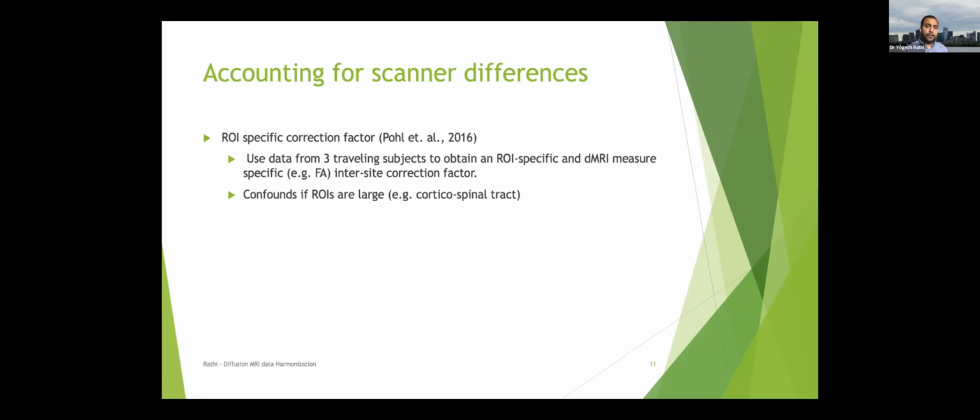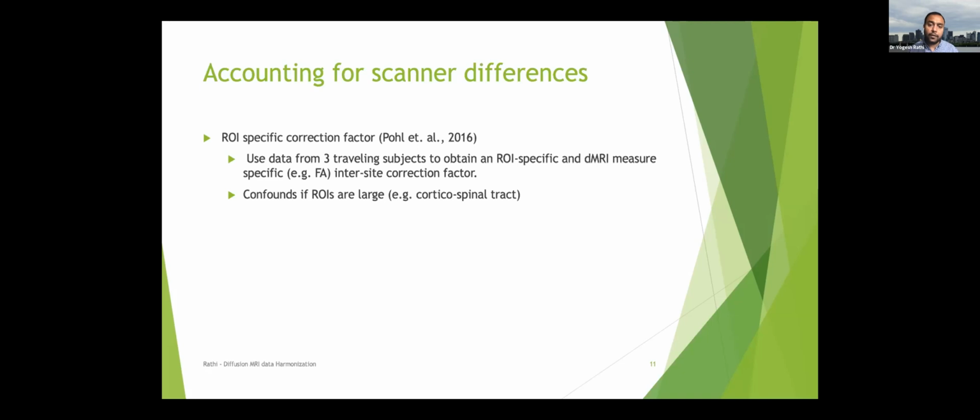Then there is a method by Killian Paul. What they did was to have 3 traveling subjects at each of the sites. They use these 3 traveling subjects in a region of interest to estimate the measure of interest, let's say FA or any other measure, and get a correction factor, basically a linear correction factor. And then they apply that correction factor to everybody from that site.